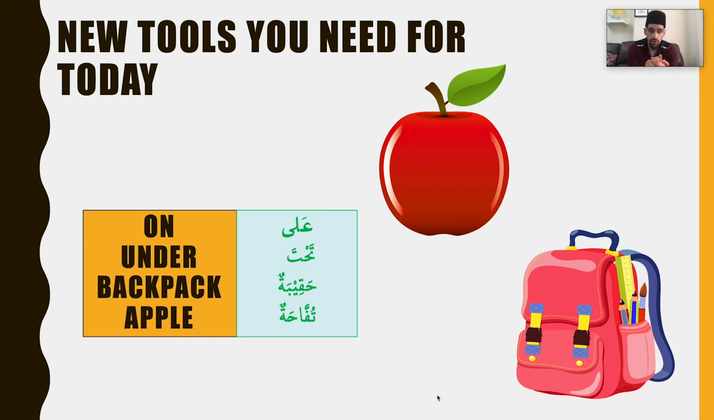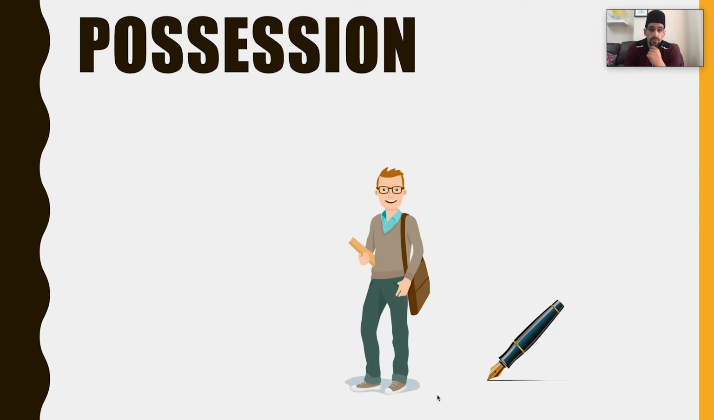So the word for on is ala, under is tahta, backpack is haqibatun, and apple is tuffahatun. So let's try and apply these words into what we are going to learn today. So possession. So here we have a pen, and the way to say a pen is qalamun. Now note how the ending is qalamun. So it's a tanween. So the only difference is the changing in the last letter.